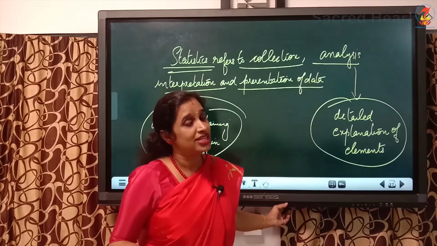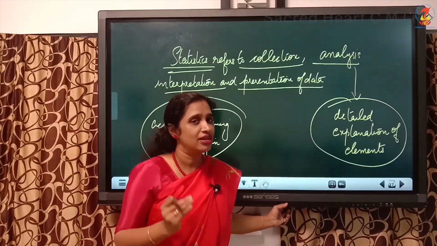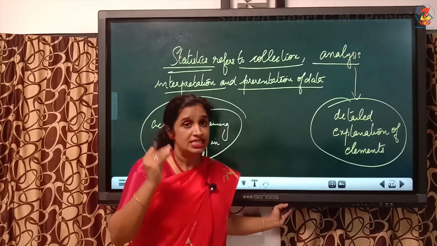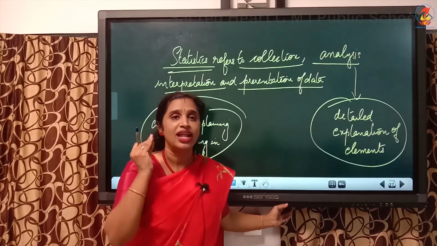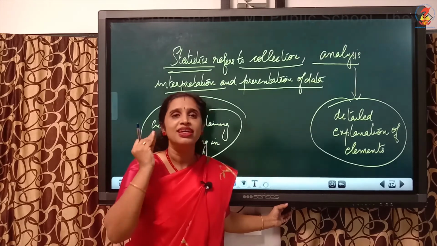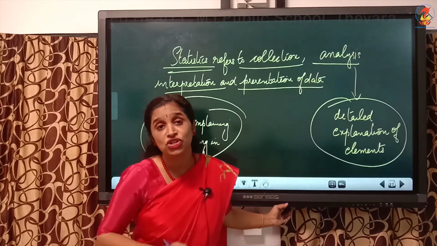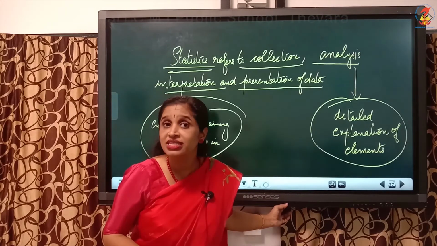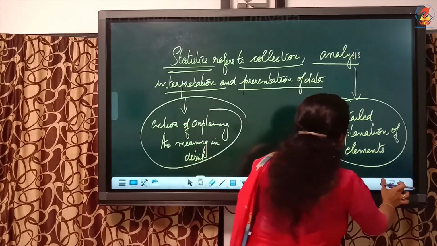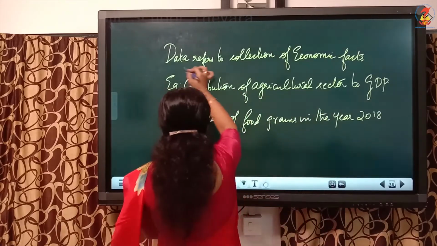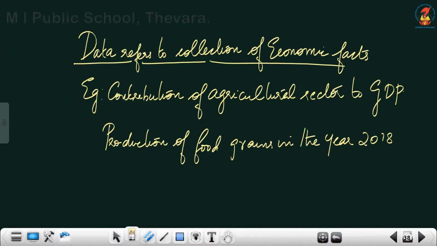So that is known as statistics. Once again, the definition of statistics is: statistics refers to the collection, analysis, interpretation and presentation of data. What is this data? Data refers to a collection of economic facts, the facts related to our economy. A collection of economic facts is known as data.